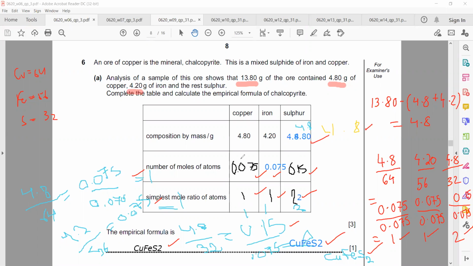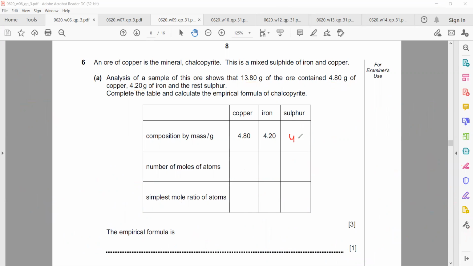So when we divide these, we have these numbers, the moles. But simplest mole ratio means it should be in whole numbers. When we divide by the smallest value, we get them in whole numbers. Why is 0.15 equal to 2? Basically, this was 4.8. Then we divide this by 64, this by 56, and this by 32. When we divide, this was 0.075, this was 0.075, and this was 0.15.